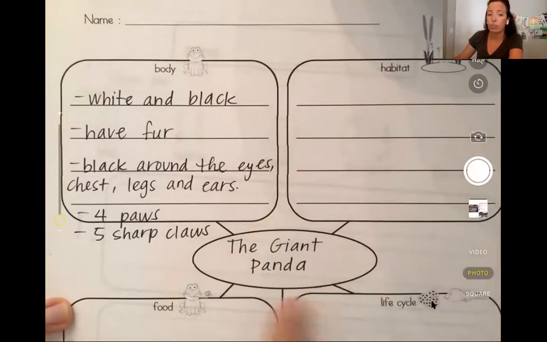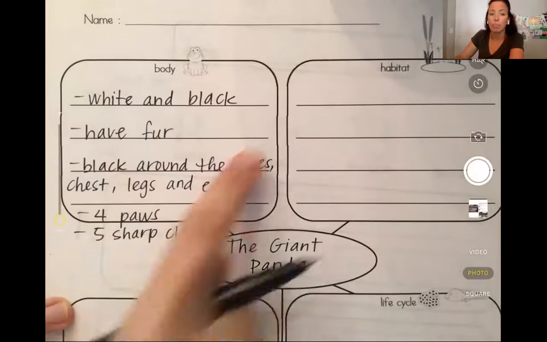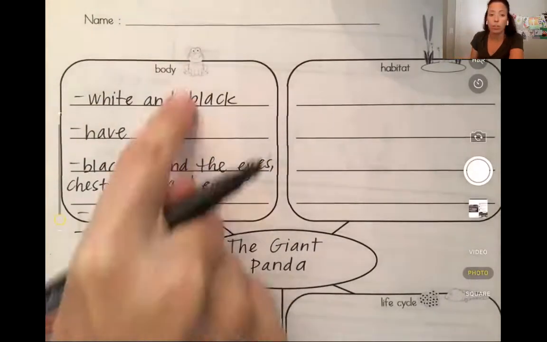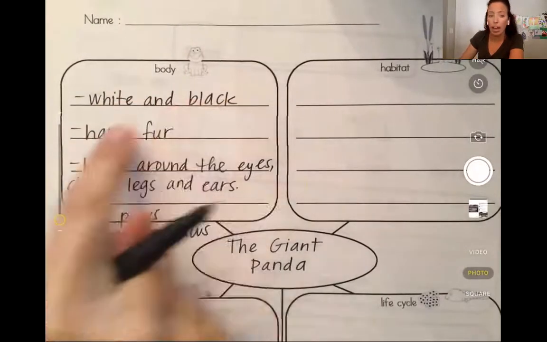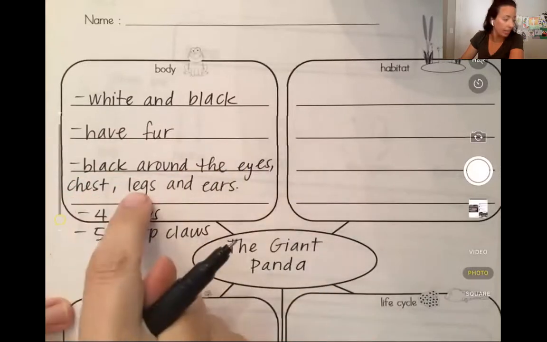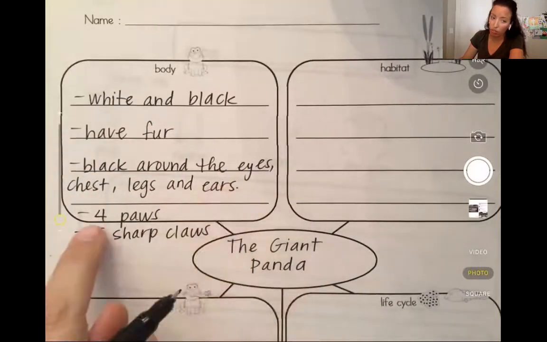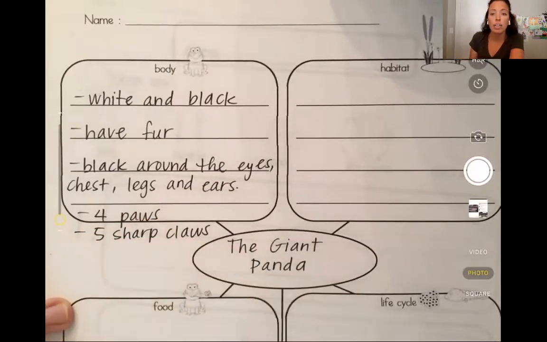If you printed it out, in the middle circle here, you're going to put the name of your animal. So mine is the giant panda. Whatever animal you're researching, that's what you're going to put in the middle. And then today, since we were learning about the body, this is where I took my notes. White and black, have fur, black around the eyes, chest, legs, and ears, 4 paws, 5 sharp claws. So those are some things that I read about in my book.